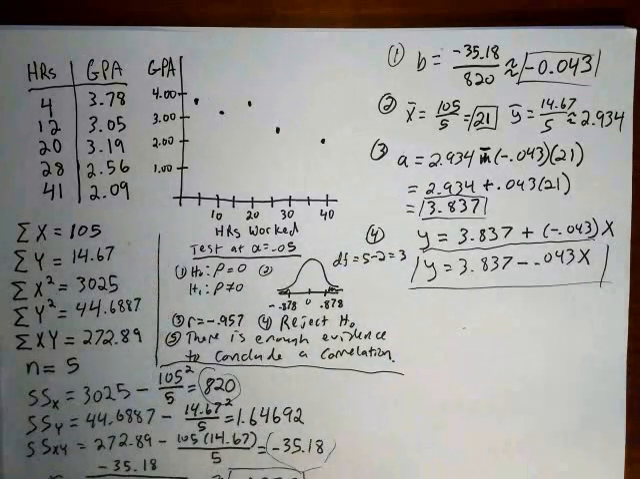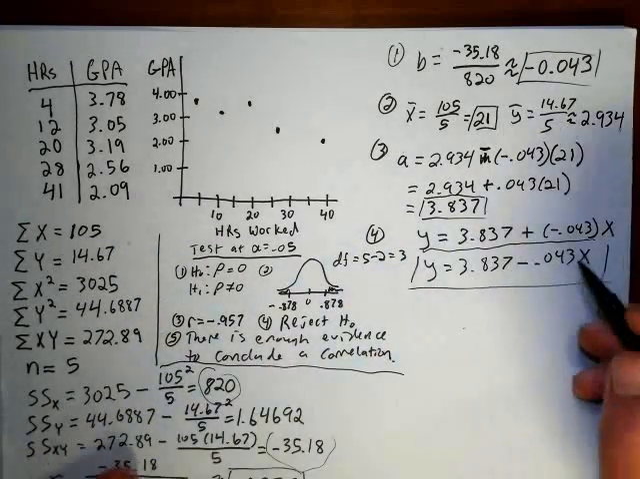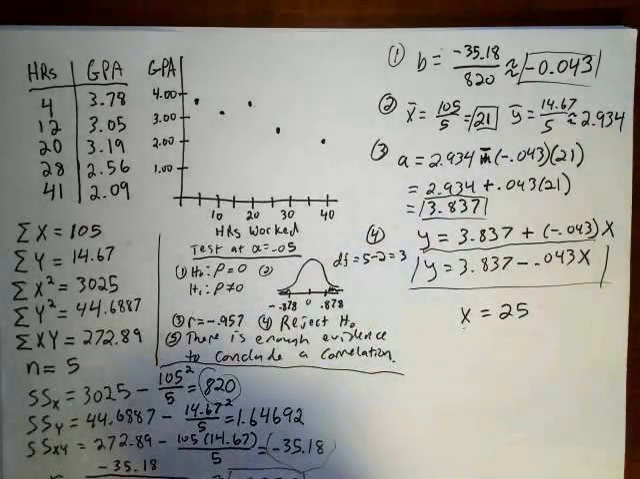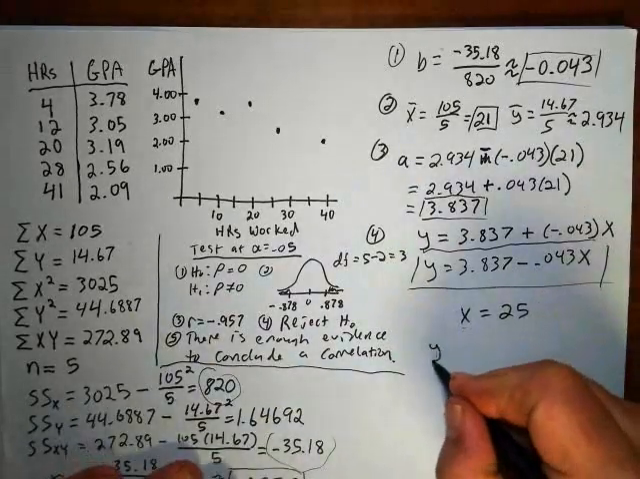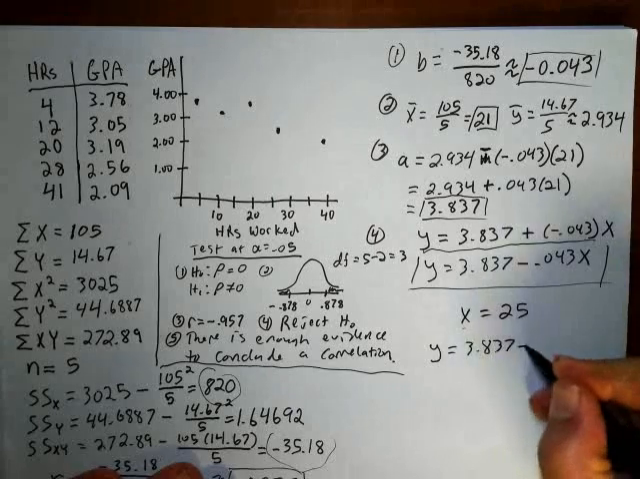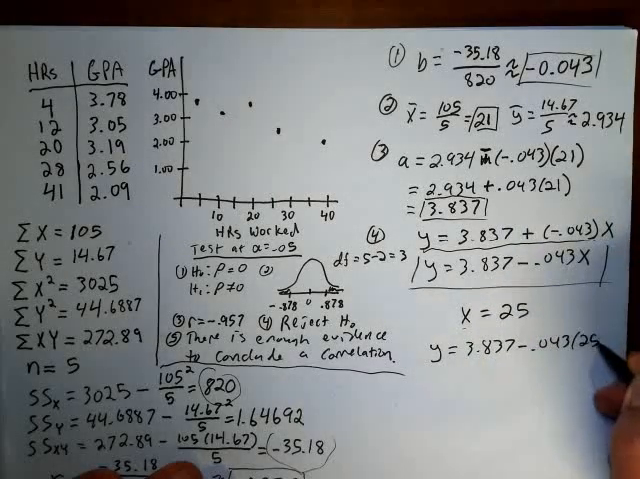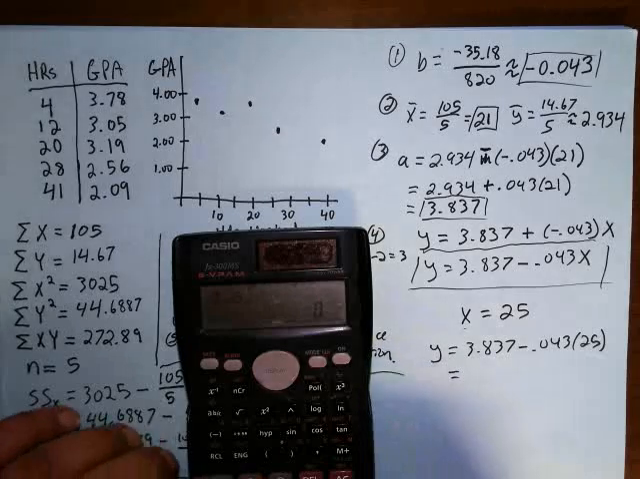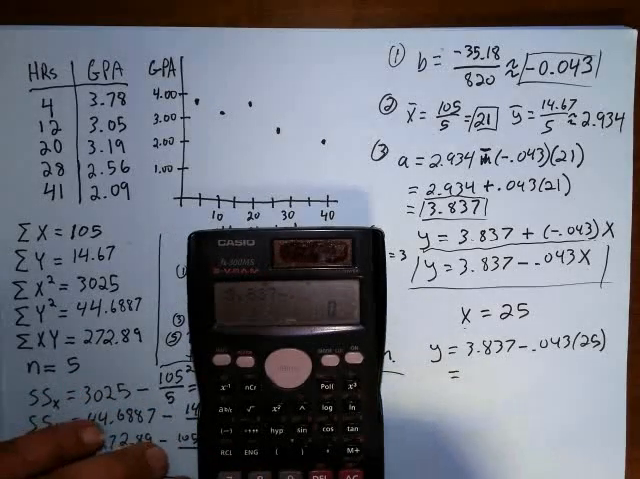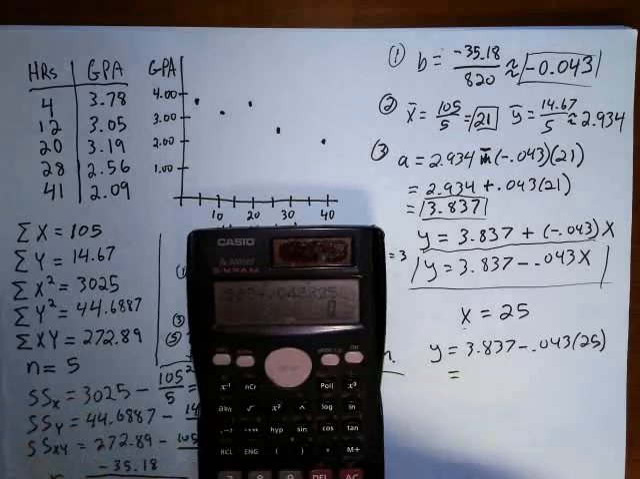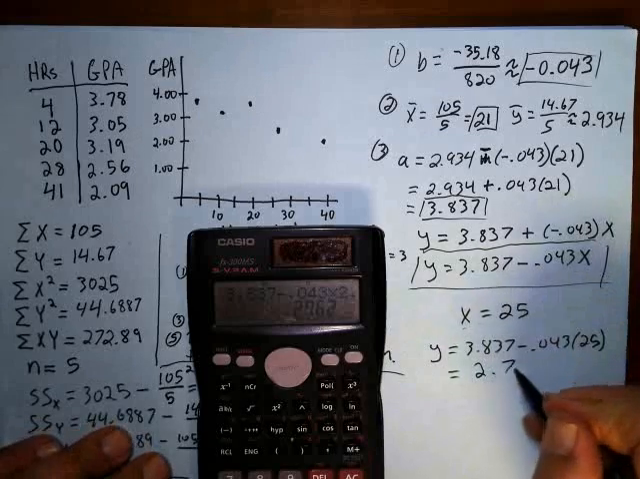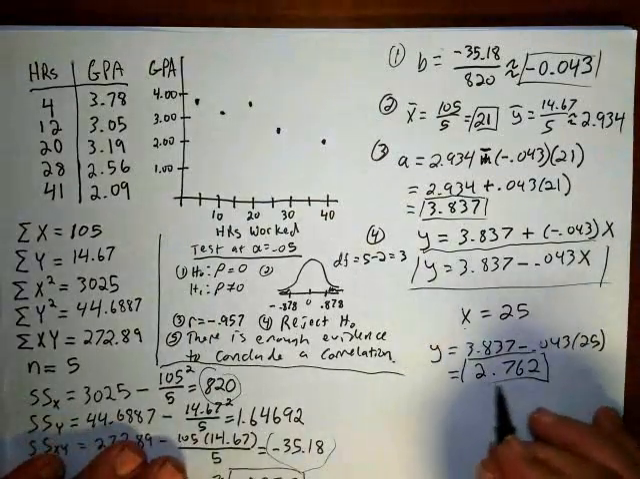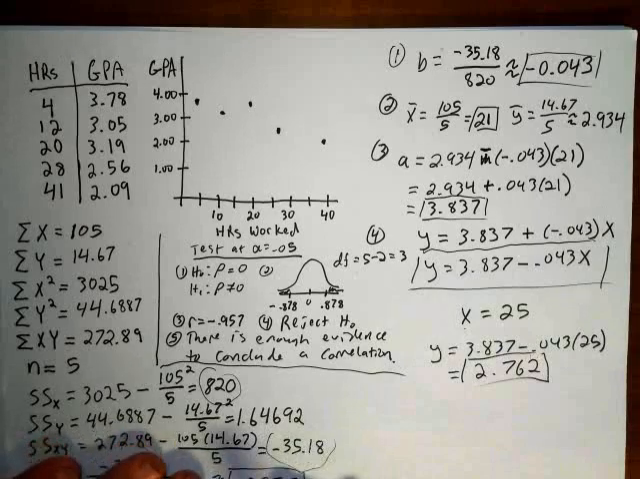You might say it's a formula for predicting what the grade point average would be given the number of hours someone works. And so they work 25 hours. And so what you can do is plug this in, and this would give you a prediction of what their grade point average might be. Okay. So 3.837 minus 0.043 times 25. And it looks like their grade point average is predicted to be 2.762. So in this case, they wouldn't be able to keep their grade point average, okay?